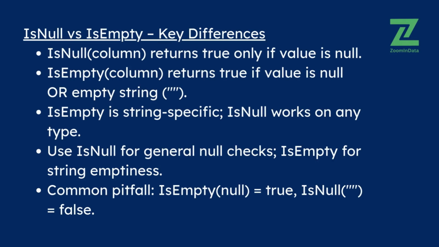Now the crucial difference between is null and is empty. Is null, column, returns true only if the value is null. Is empty, column, returns true if the value is null or an empty string. Is empty is string specific. Is null works on any type. Use is null for general null checks. Is empty for string emptiness. Common pitfall. Is empty, null, returns true, but is null, returns false. Mixing these up is one of the most frequent subtle bugs in KQL queries.